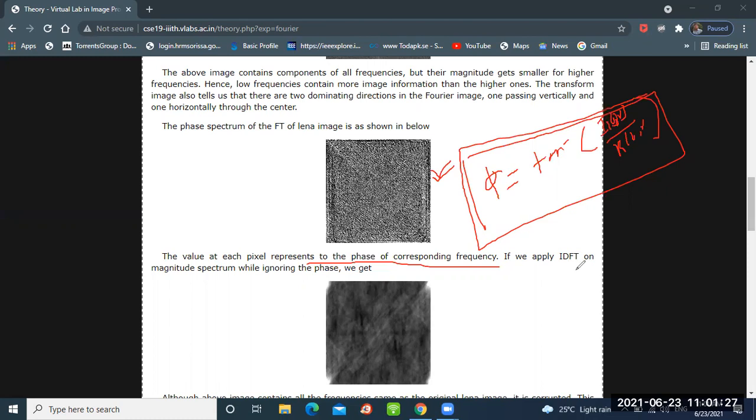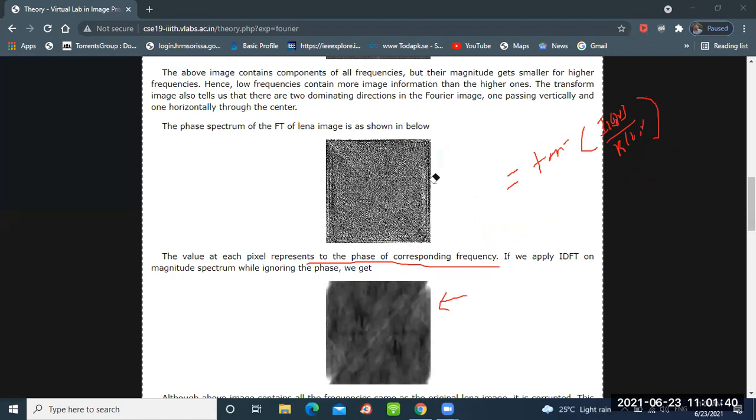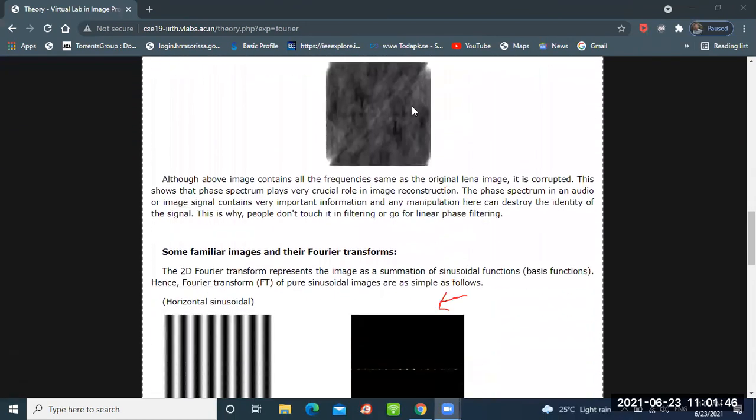Now, if you apply the IDFT on the magnitude spectrum while ignoring the phase, suppose you perform an IDFT on only the magnitude spectrum, you may not get the original image. You may get an image of this form. Why is that so? The reason is that we have not included the phase angle.